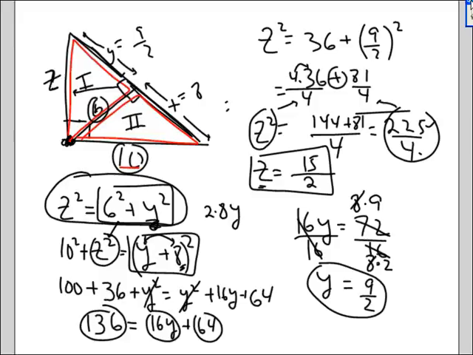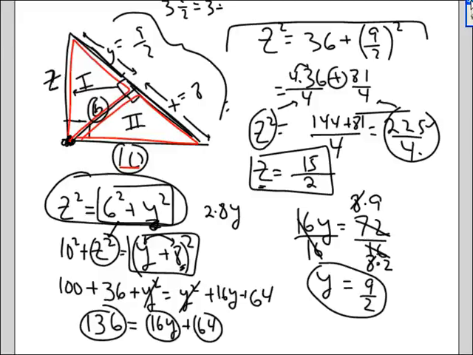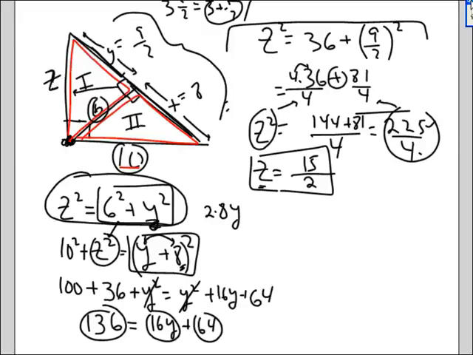Okay, now one last thing. It would be really nice if we knew what that whole length was. Somebody asks you, what two numbers add up to 3.5? You should say 3 plus a half. And what's 3 plus a half? It's 3.5.